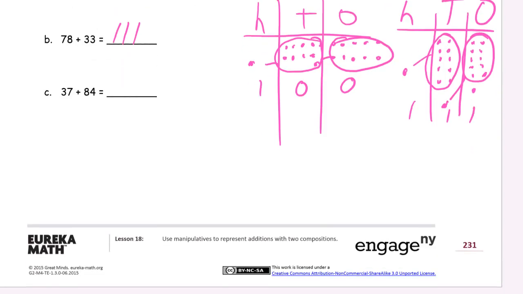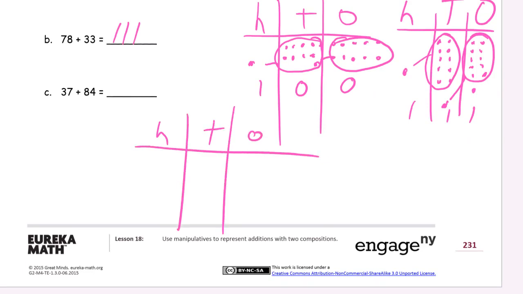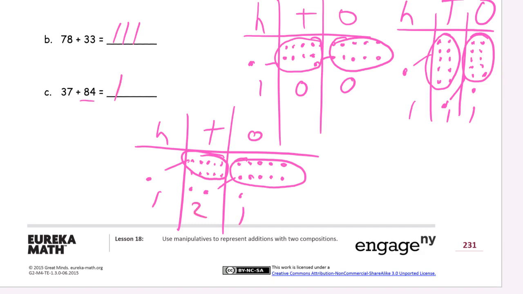And our last one. 7 ones. 8 tens and 84. 1, 2, 3, 4, 5, 6, 7, 8. And 4 ones. 1, 2, 3, 4. We have 10 ones. That makes a 10. We have 10 tens. That makes 100. We have 100, 2 tens and 1 1, that's 121.